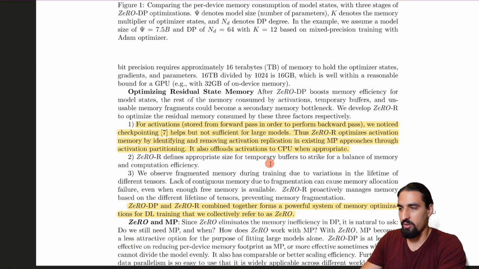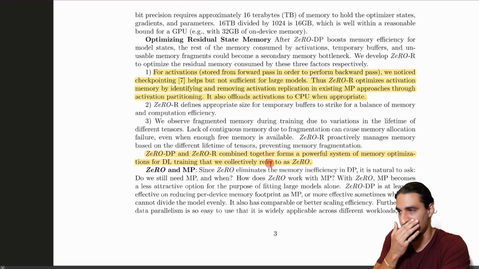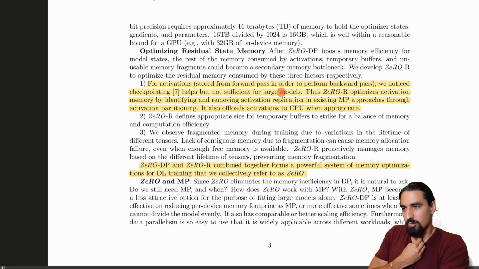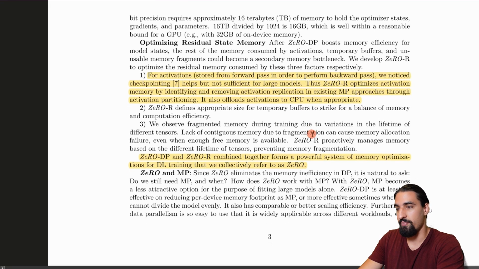Okay, this is the main diagram. Let me first walk you through this piece of text here, and then I'm going to basically jump into explaining the diagram. For activations stored from the forward pass in order to perform the backward pass, we noticed checkpointing helps. I did explain activation checkpointing maybe half an hour ago, but it's not sufficient for large models. Thus, ZeRO-R optimizes activation memory by identifying and removing activation replication in existing MP approaches through activation partitioning. Again, partitioning. It also offloads activations to CPU when appropriate. Okay, that's another detail that can be done.